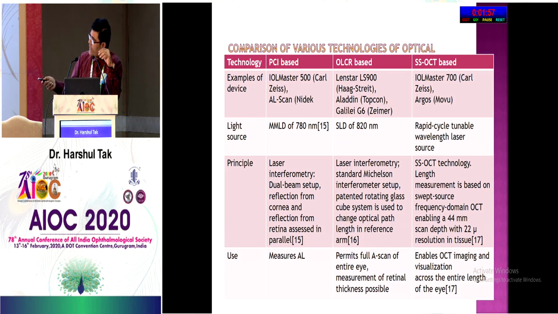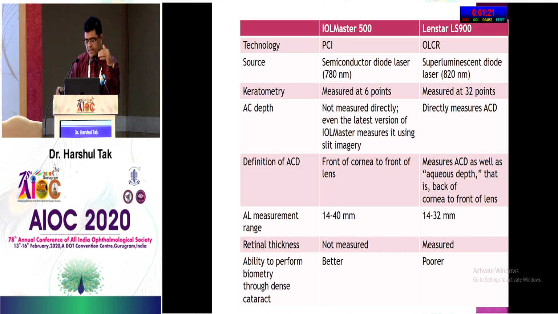If you look at the differences, the IOLMASTER 500 uses a 780 nanometer light source, and this one uses 820 nanometer. Along with the axial length and keratometry, this LENSTAR and the IOLMASTER 700 also measure the other parameters which are required for the modern formulas. They measure the central corneal thickness, the pupillary diameter, the white to white, the lens thickness, and the ACD, which are required for all the newer formulas which Dr. Twinkle has mentioned, like the Barrett and all those formulas.